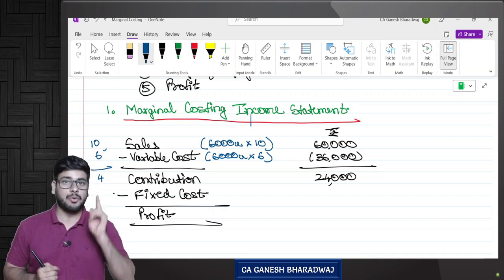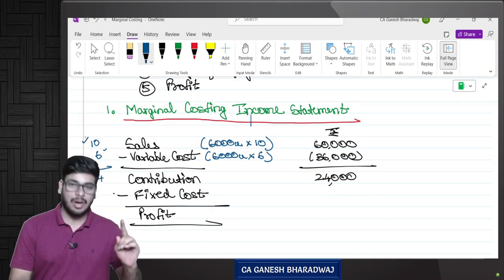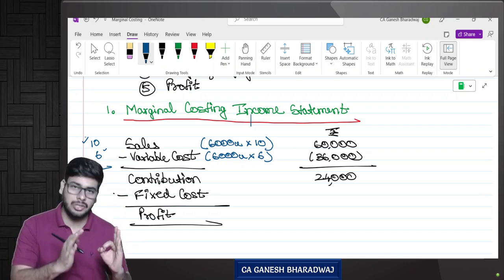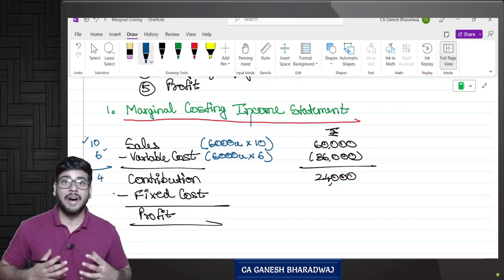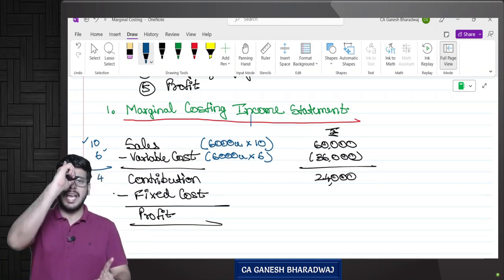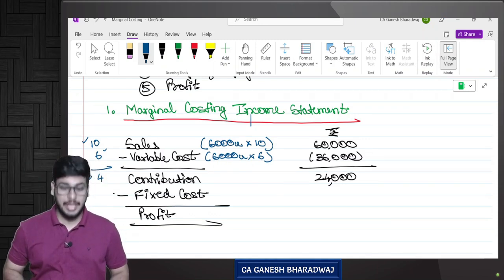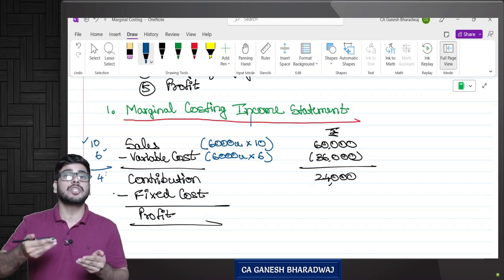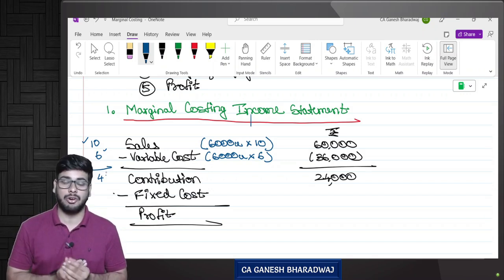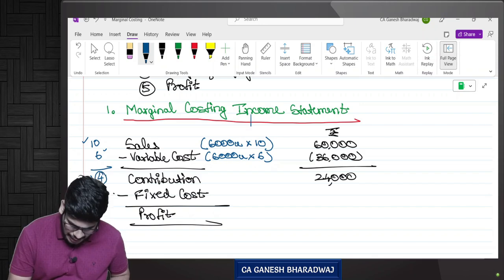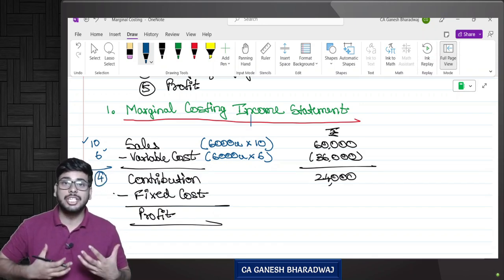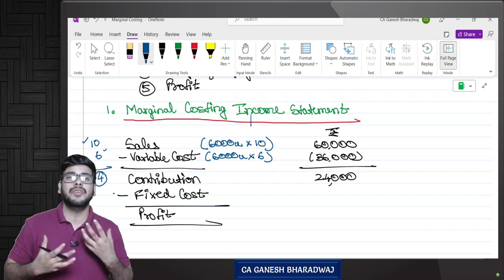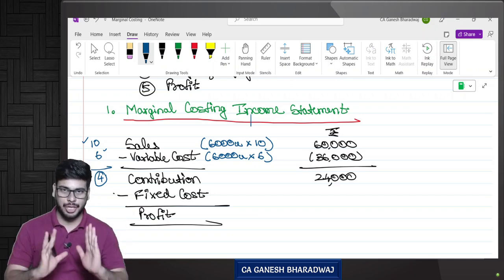Yes. So if I produce and sell one unit, I get a variable revenue of 10 rupees, I incur a variable cost of 6 rupees, so I make a variable profit of 4 rupees every time. Now, is this 4 rupees per unit my final profit? No. Why? Because fixed cost is yet to be adjusted. Every unit generates a variable profit of 4 rupees, and that variable profit is only called contribution. Are you clear with this?